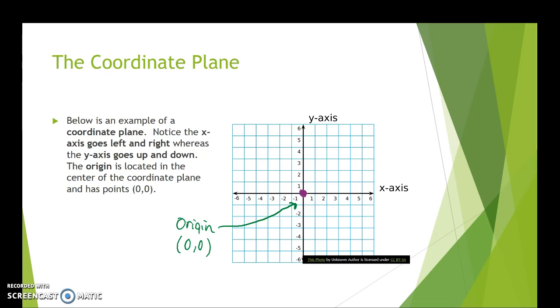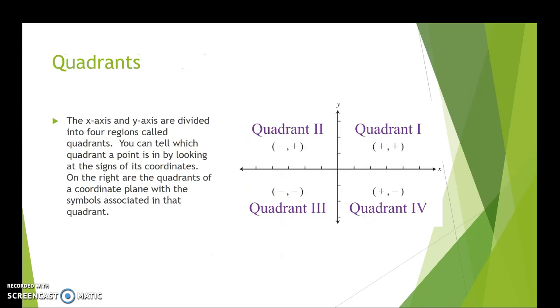So this is what the coordinate plane looks like, and in this section, they're going to have you plot points on the coordinate plane and recognize different quadrants within the coordinate plane. So as I just mentioned, you're going to look at quadrants within your coordinate plane. The x and y axis are divided into 4 regions called quadrants. You can tell which quadrant a point is in by looking at the signs of its coordinates.